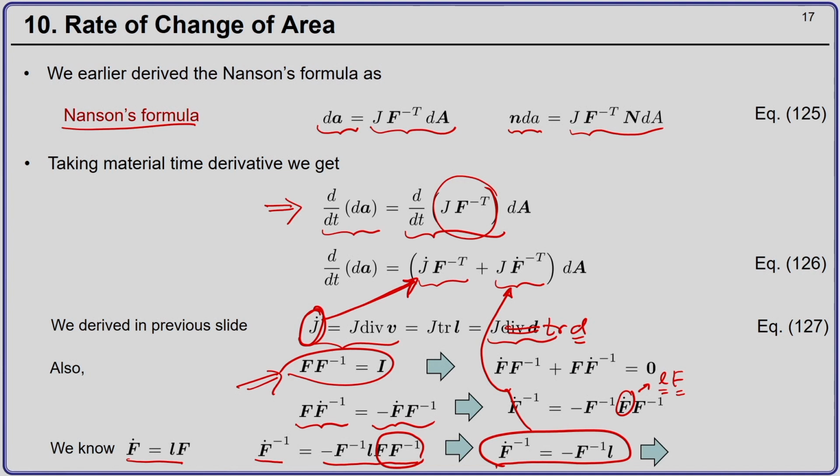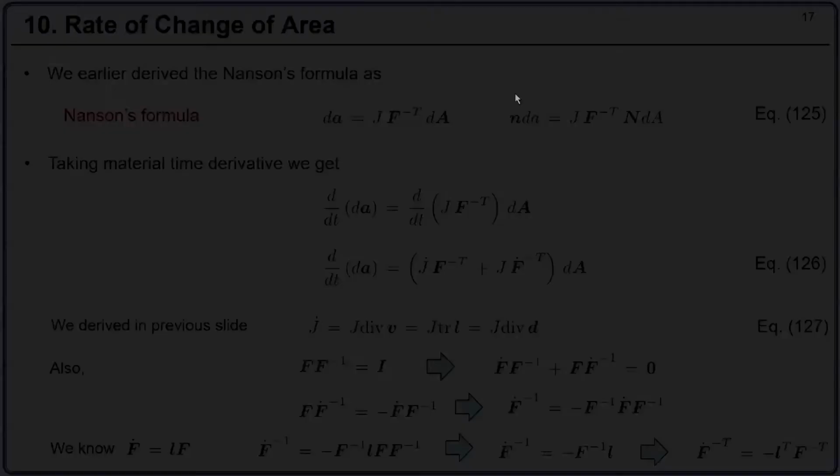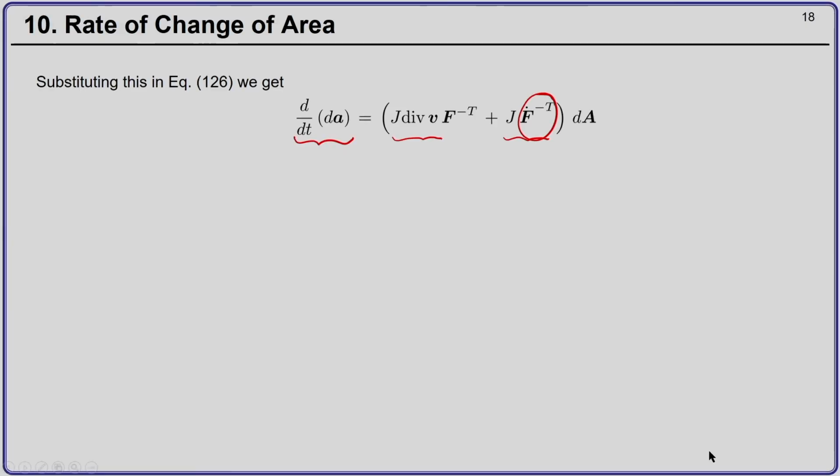So, I can show then that the rate of change of spatial area element dA is nothing but J divergence of V F inverse transpose plus J F dot inverse transpose, okay, where then if I put F dot inverse transpose from our previous slides, which we derived here, I get the following expression. Okay.